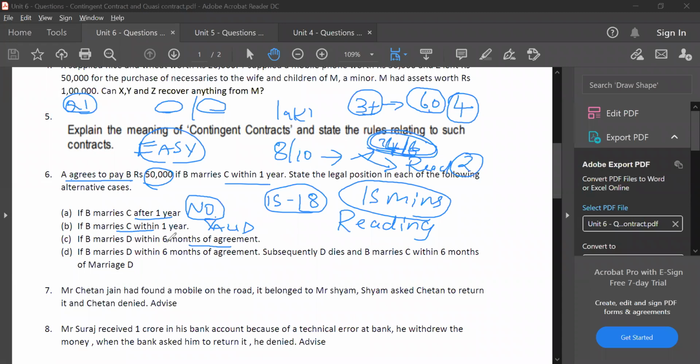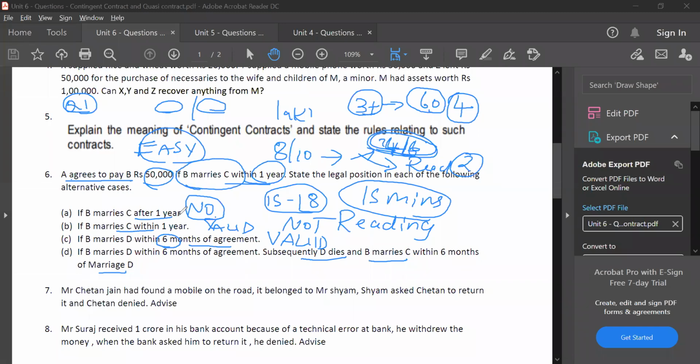Follow, guys. The minute you see within 6 months of agreement, you might think perfect, within 1 year, therefore it is valid, and write valid. But if you look here, the question is B marries D, not C. D is somebody else. You have to be careful over here, therefore it is not valid. Next, the fourth one. If B marries D within 6 months of agreement, subsequently D dies and B marries C within 6 months of the death of D. So this is valid. If you see here, the contingent contract says within the next 1 year, B has to marry C.